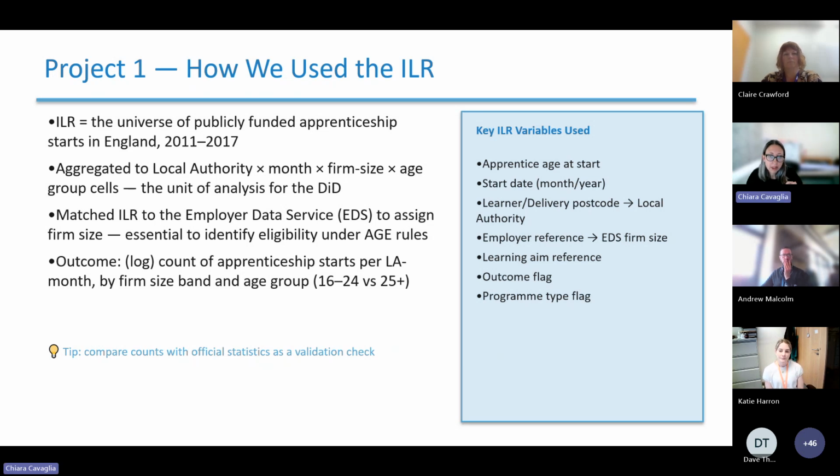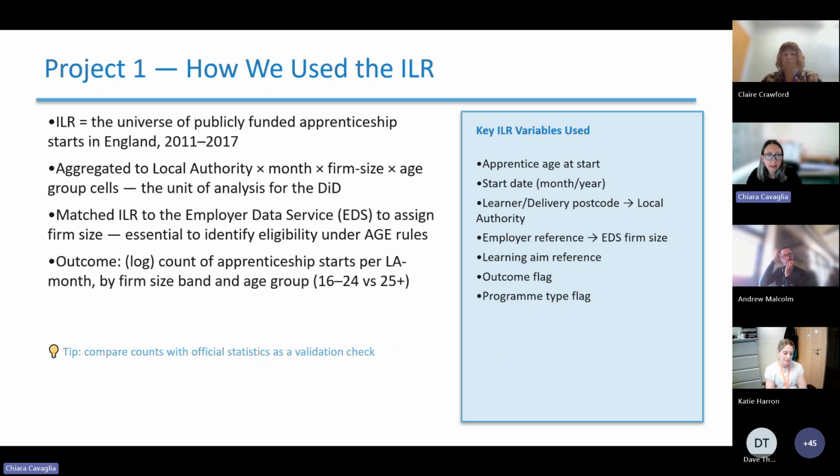And then we use, obviously, as Dave mentioned, a program type variable that allows you to identify what type of aims there are. There is a special code for apprenticeships. So basically, we use the program type just to select all the apprenticeships.